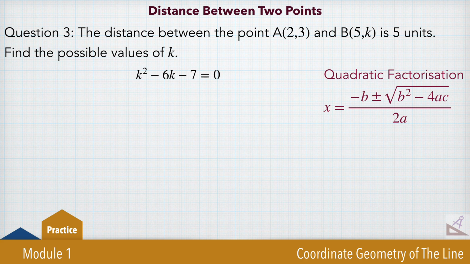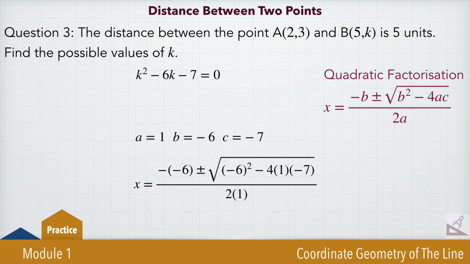We will substitute the coefficients from the equation in the formula for the letters a, b, and c, where a is the coefficient of k squared, b is the coefficient of k, and c is the constant. We now substitute them into the formula. This can be put directly into your calculator, first with a plus sign, and then repeating by changing to a negative sign. The k values of 7 and minus 1 will be the results.